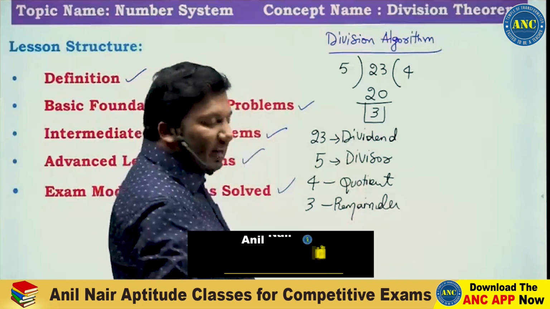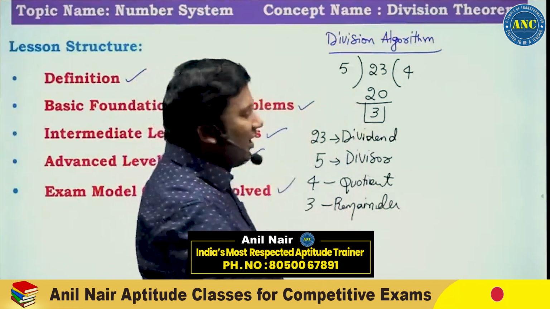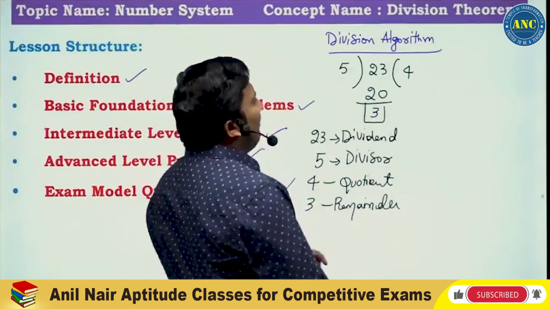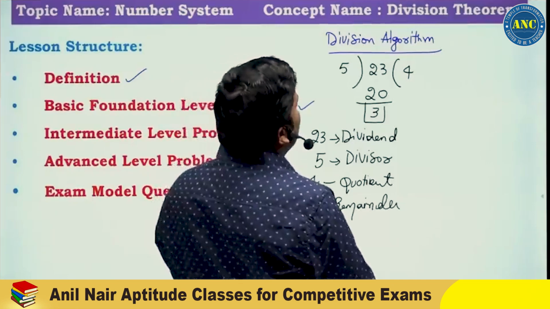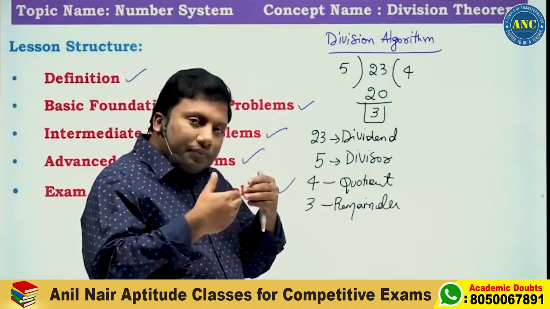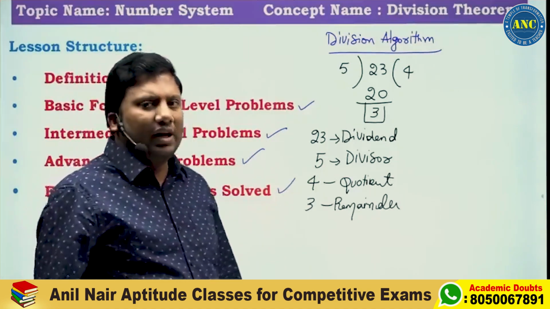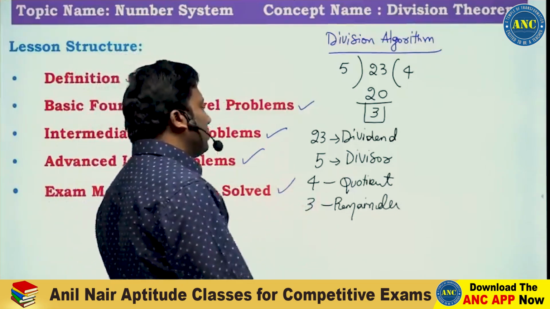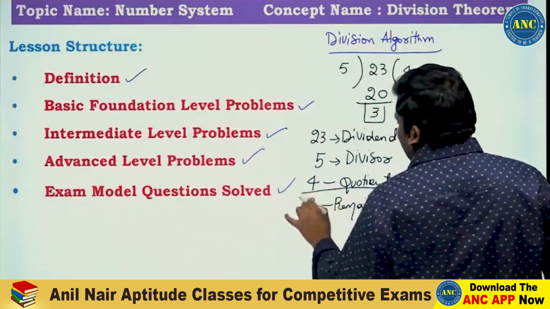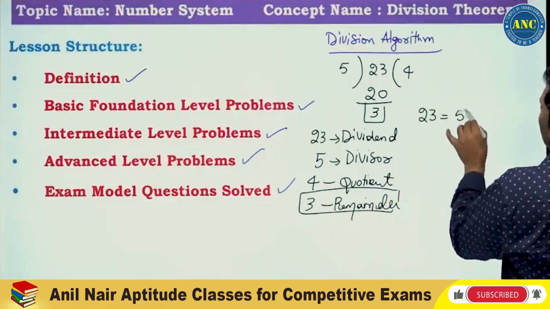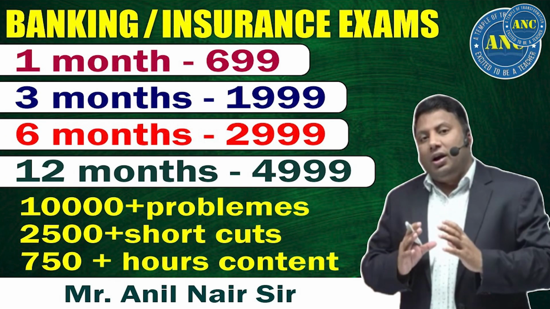23 is the number which is getting divided. The number which is getting divided is called the dividend. The number which is dividing the dividend is called the divisor. How many times does the divisor divide the dividend? That is called the quotient. Quotient is 4. After 5 fours are 20, what is pending? That is called the remainder. Listen carefully: 23 can be written as 5 into 4 plus 3.